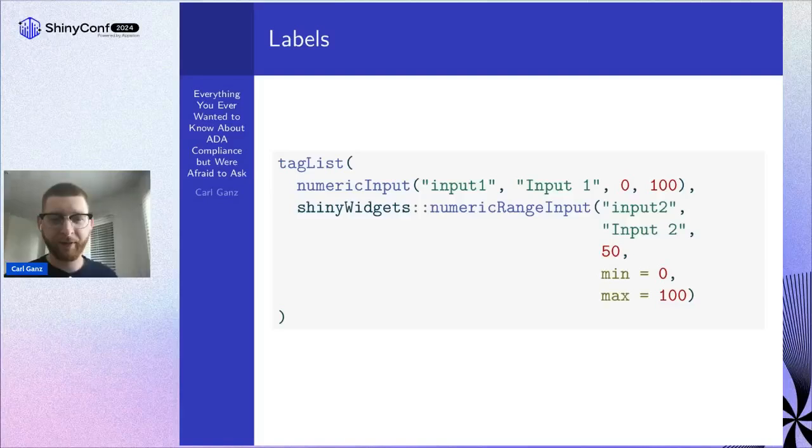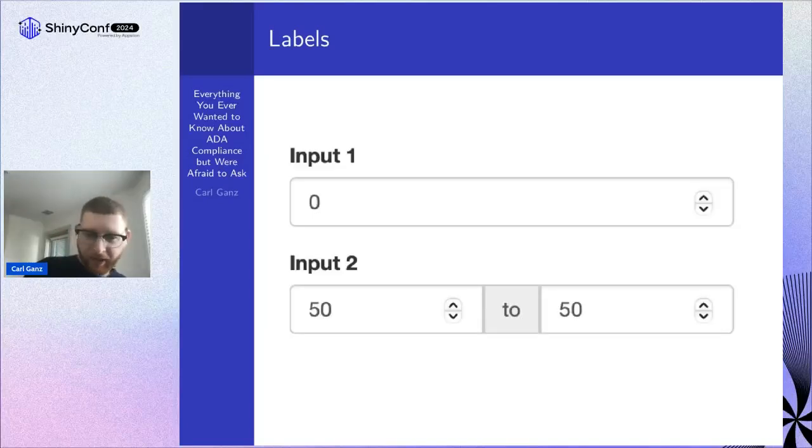Another content example. So now we have two inputs. We have a base Shiny numeric input, and then I am pulling this custom numeric range input from the Shiny widget package. Here's what that might look like. We have the regular numeric input at the top, but at the bottom, you'll see this is a slightly fancier input with really two inputs.